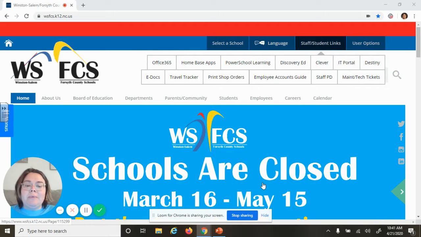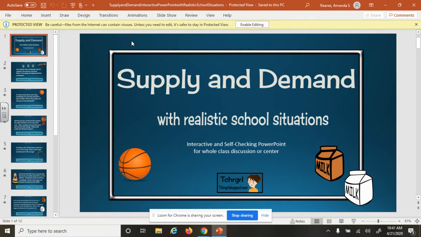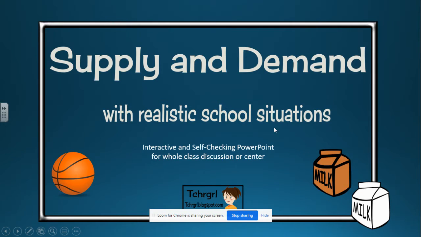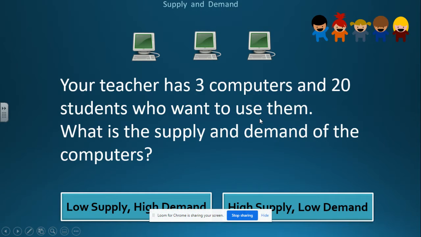So, we're going to look at some examples of supply and demand that you might see at school so that we can tell the difference between a high supply and a low supply and a high demand and a low demand. So, I'm going to open up a PowerPoint and we're going to look at it from the beginning. So we're going to look at supply and demand with some school situations and talk about if there's a low supply and a high demand or a high supply and a low demand.